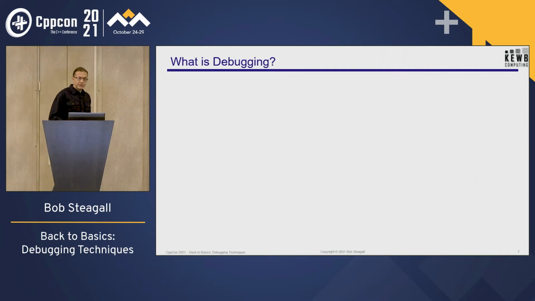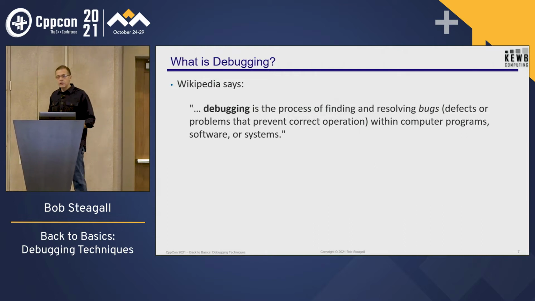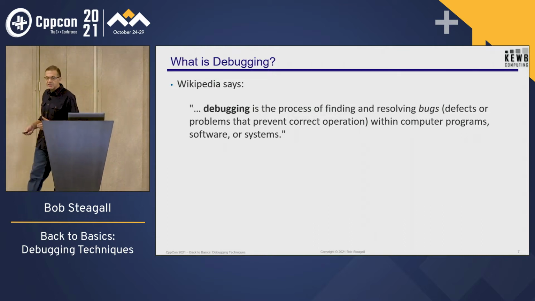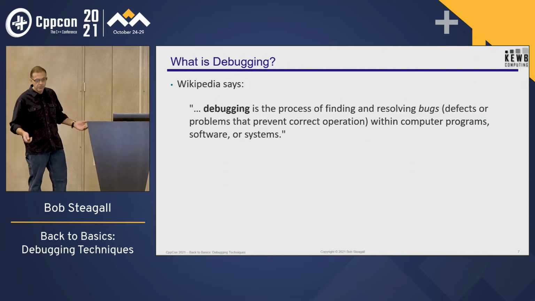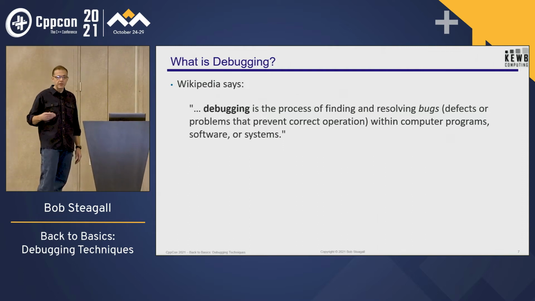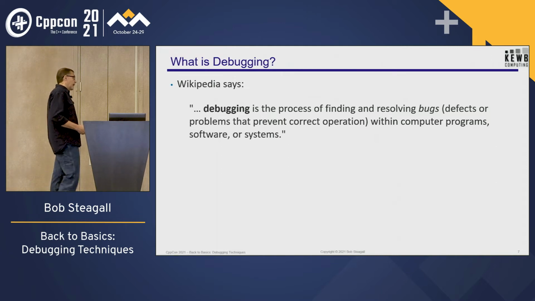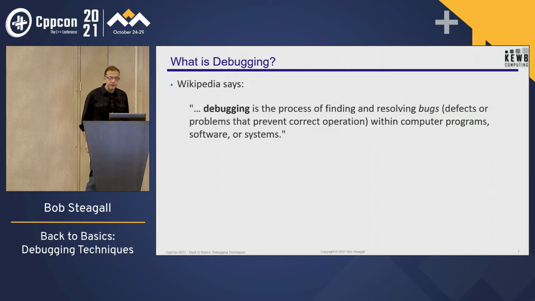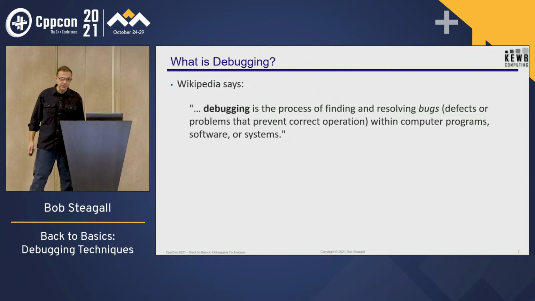So what then is debugging? Well, Wikipedia, which is the wellspring of all human knowledge, says that debugging is the process of finding and resolving bugs, defects, or problems that prevent correct operation within our programs, software, or systems. And that's about as good a definition as you can find. And it is Wikipedia, so it must be true.